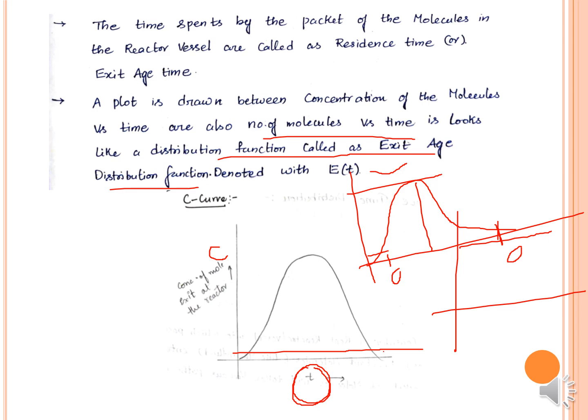This is the shape of the C versus t curve, called the C curve. The C curve is mainly used to find the E curve. There are three different curves we are going to discuss in later chapters: one is the C curve, another is the E curve, and another is the F curve. The E curve is obtained from the C curve, and the F curve is obtained from the E curve.